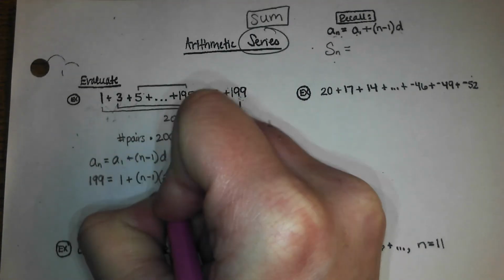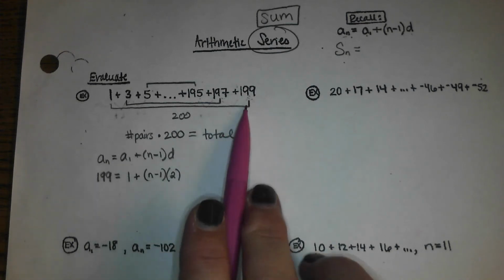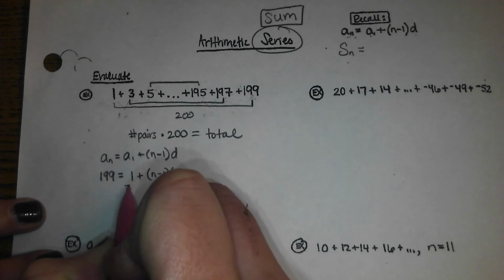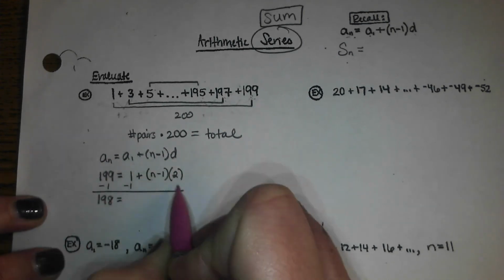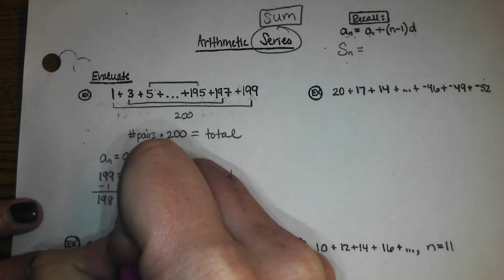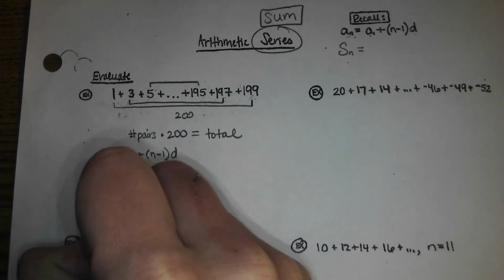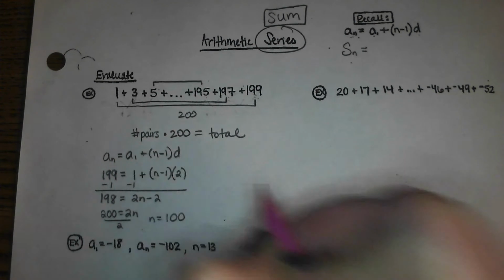So D is 2. And I'm going to solve for n to find out that 199 is the 70th term or the 80th term or whatever it might be. So I'm going to subtract 1 first to get 198. If I want to, I can distribute the 2 as well. I know that's probably most of your guts, so I'm going to do that. 2n minus 2. Add 2 over, I get 200. Divide by 2, so n equals 100.